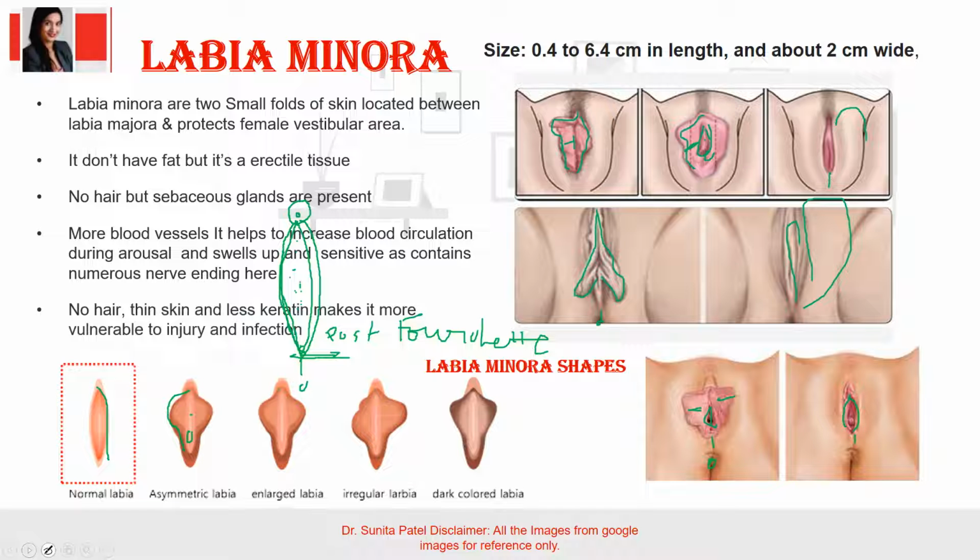As a crux, we can say that there is erectile tissue, no fat cells, no hair, a lot of nerve endings, and too much blood supply. So there are 5 things. No hair, very thin skin, and very little keratin make it more vulnerable to injury and infection.